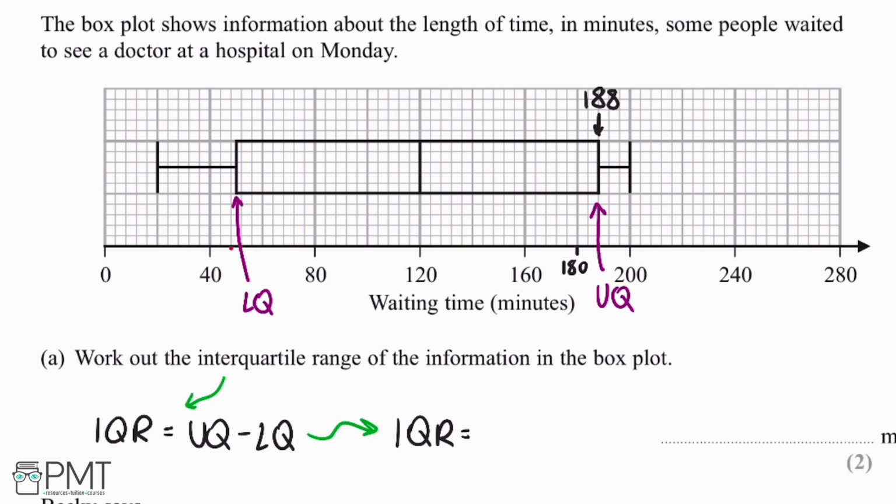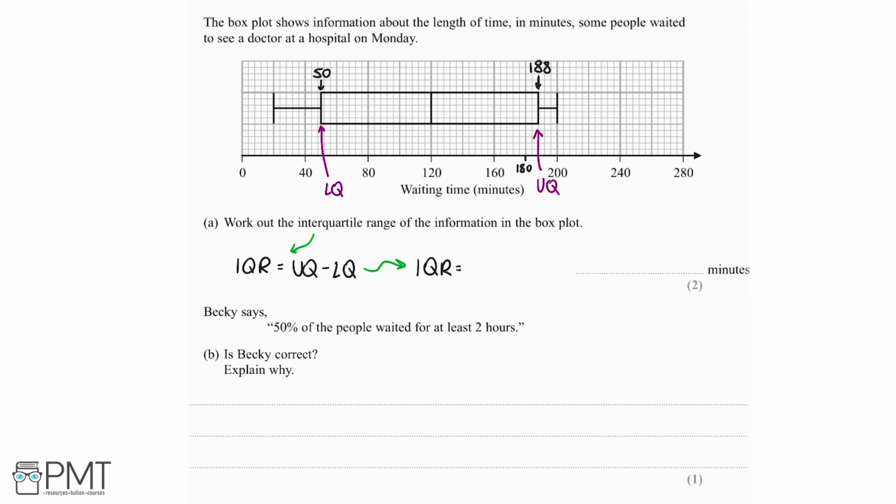So from 48, 50. So for the interquartile range, we're going to have the upper quartile, so 188, subtracting the lower quartile of 50, giving an interquartile range of 138. So the answer is 138 minutes. So we get 1 mark here for either working out the upper quartile or the lower quartile. Then we get a second mark for working out the interquartile range itself, so getting 138.